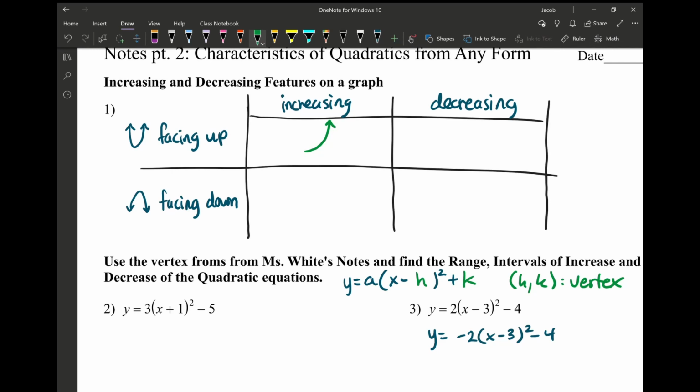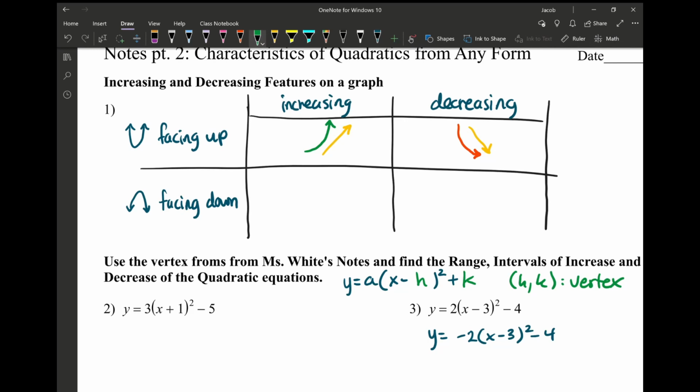And if we're decreasing when this quadratic is facing up, then we'll be going down. So you can see that increasing is going from left to right, up and to the right, and decreasing is down and to the right. So you can write out these words if you need to. You're always referencing from left to right.